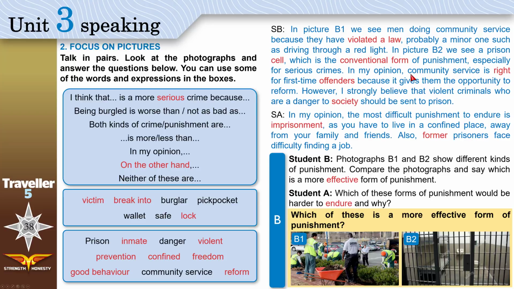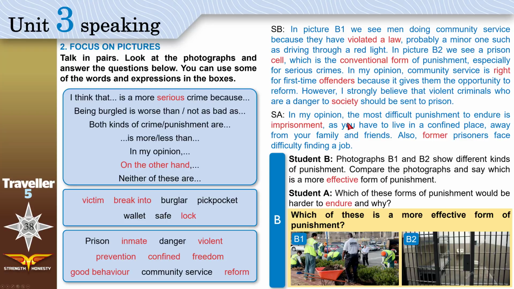crimes. In my opinion, community service is better for first-time offenders. Offenders, people who violate a law, because it gives them the opportunity to reform, to be better people. However, I strongly believe that violent criminals who are a danger to society, a danger to people around them, should be sent to prison. Which of these forms of punishment would be harder?